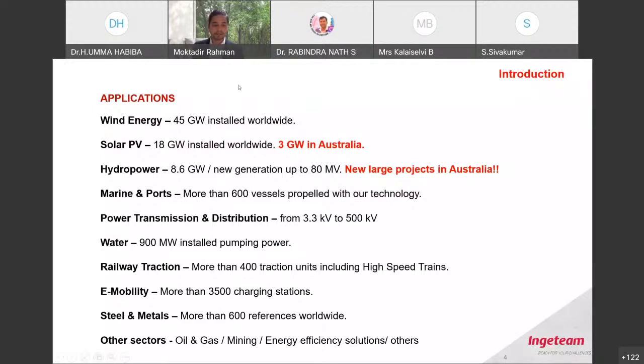Currently in Australia, I am involved in almost 3 gigawatts of renewable integration, but globally this company has supported 18 gigawatts of PV inverters. These are large-scale inverters. It also has hydropower systems of 8.6 gigawatts, and you can see wind energy with 45 gigawatts installed worldwide. Basically, the company provides converter technologies for solar, wind and hydropower. I am not going to discuss more details on that.